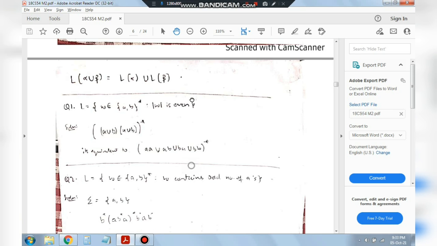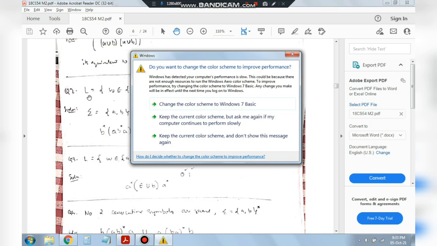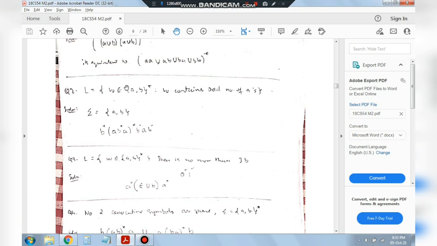The next question is, L is equal to w belongs to {a, b} star, where w contains an odd number of a's. If the number of a's is odd, that means at least one a should be there, or 3, 5, 7 and so on. An odd number should be there. So if I need to have one a, a will be present here initially. That will be there for sure, and after that I need 3 a's.